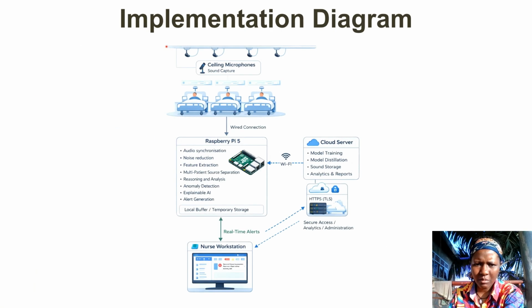I'm going to take you through the implementation, which starts with collecting sound from the ceiling microphones, which will be wired to the microprocessor, our Raspberry Pi. It will perform audio synchronization, noise reduction, and feature extraction. It will perform all these tasks that you see here, and keep these on a local buffer or temporary storage. This information will be sent to the nurse's workstation in real time. So this nurse's workstation will be connected to the cloud server via secure access.